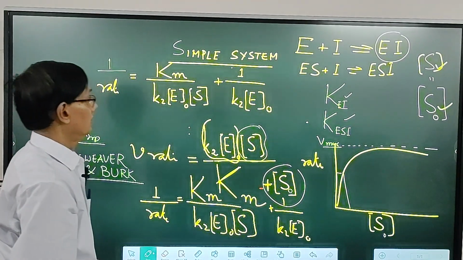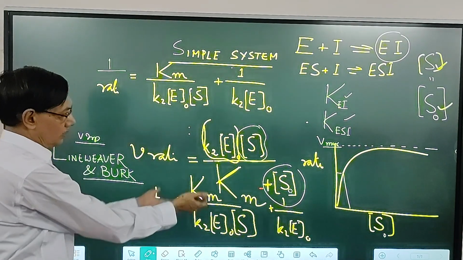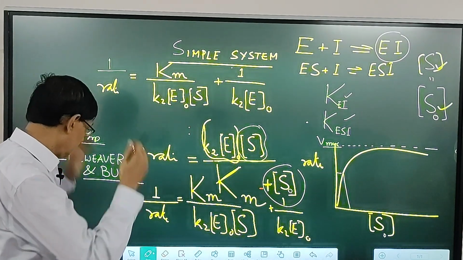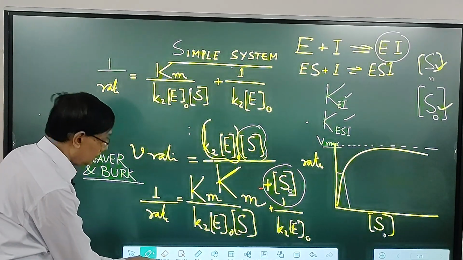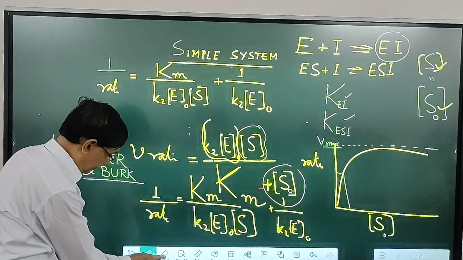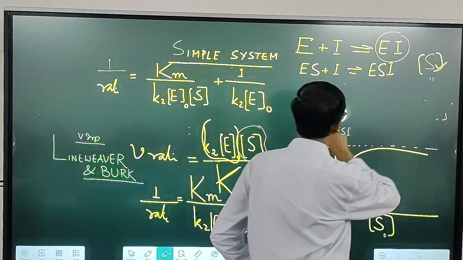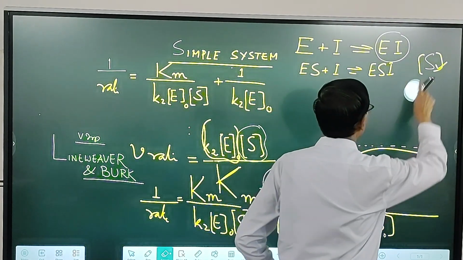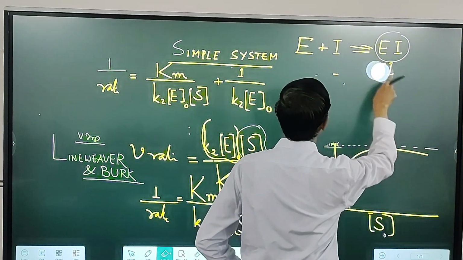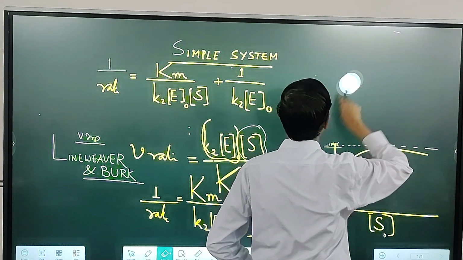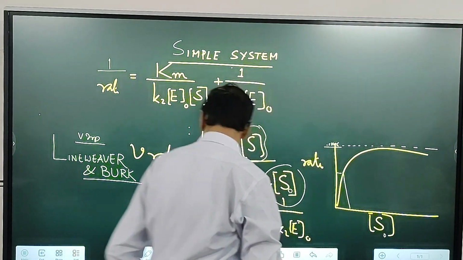Now, you just solve it, you will get these things. Nothing to be. Now my question is that, what is the difference between these two? That is called the double reciprocal.